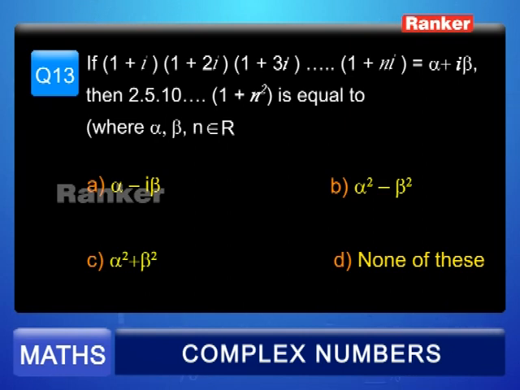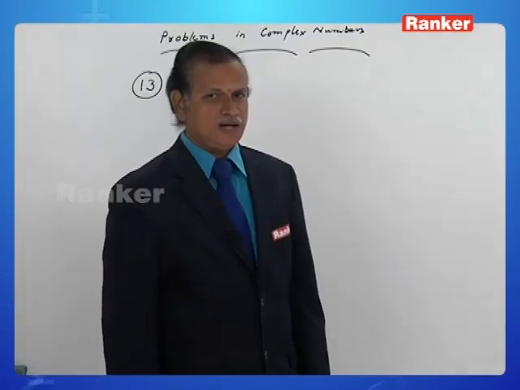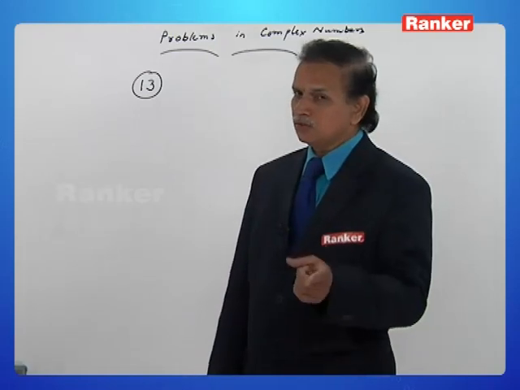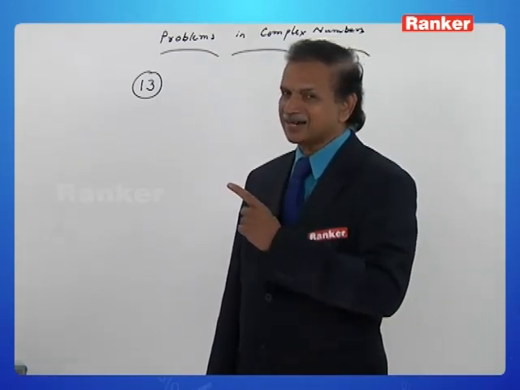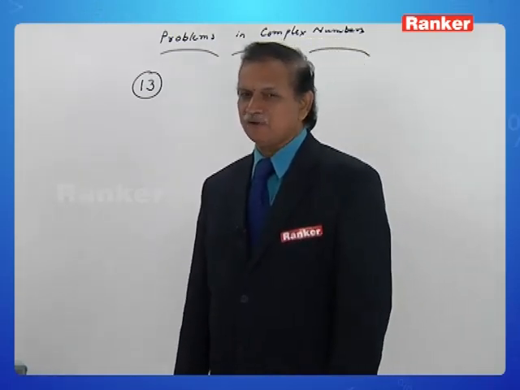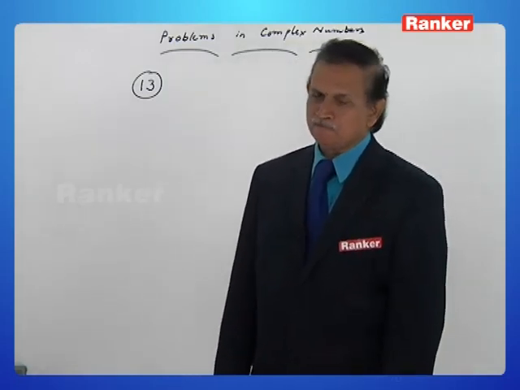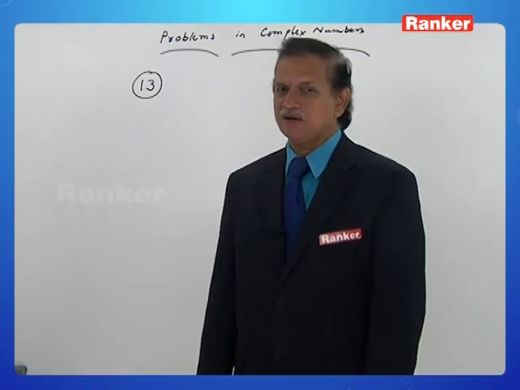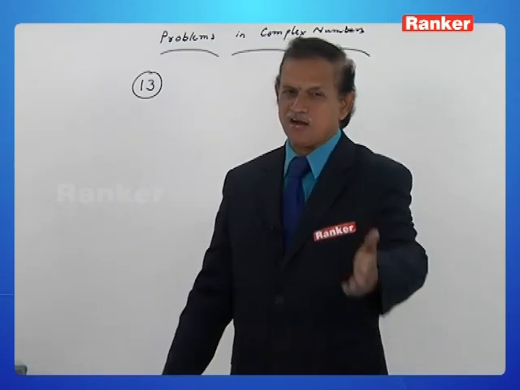That is equal to... The first option is alpha minus i beta. Second option is alpha square minus beta square. Third option is alpha square plus beta square. Fourth option is none. Let us have a look over the required one. What is required actually? 2 into 5 into 10 and so on. You observe carefully. 2 is 1 plus 1 square, 5 is 1 plus 2 square, 10 is 1 plus 3 square, and then 1 plus 4 square, 1 plus 5 square, and so on up to 1 plus n square.